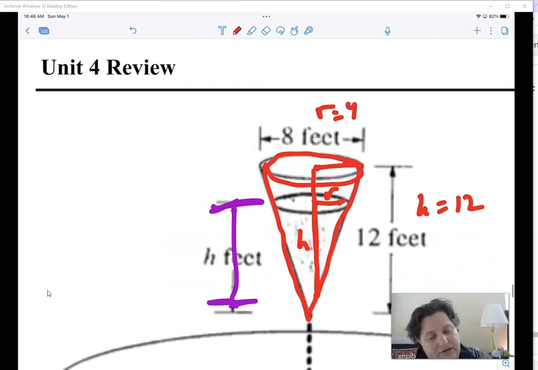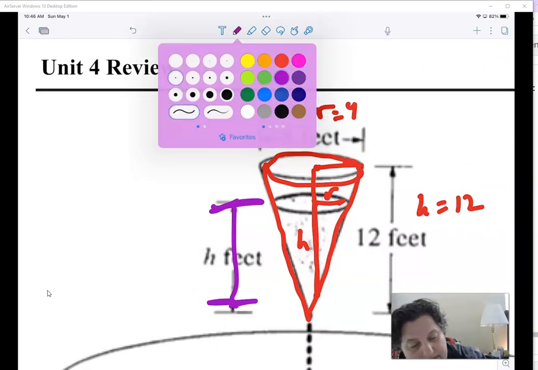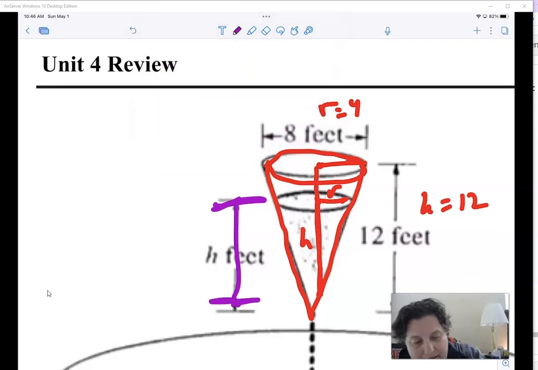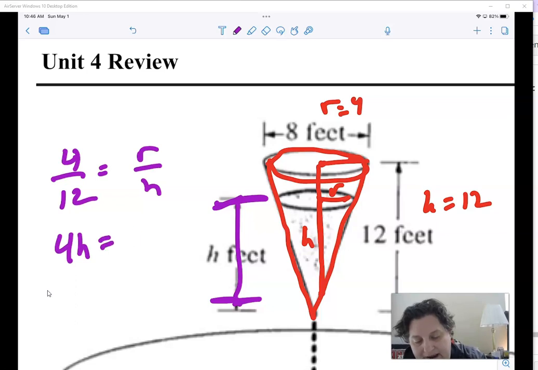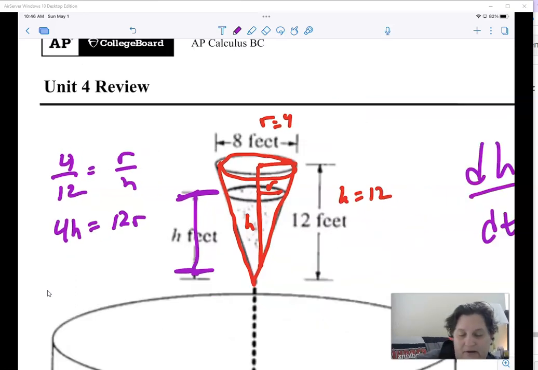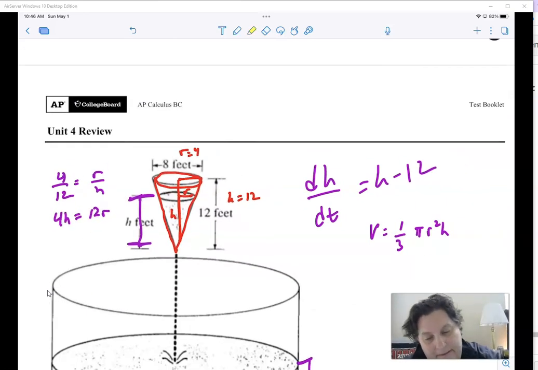But over here, they're both changing. You have to do this little thing off on the side, you guys, where you go, okay, the 4 to 12 radius to height equals R to H. Cross multiply that. So 4H = 12R, and I'm going to solve for one or the other. Now look, it gave me dH/dt, so I really want to work with H. I don't want to work with R.